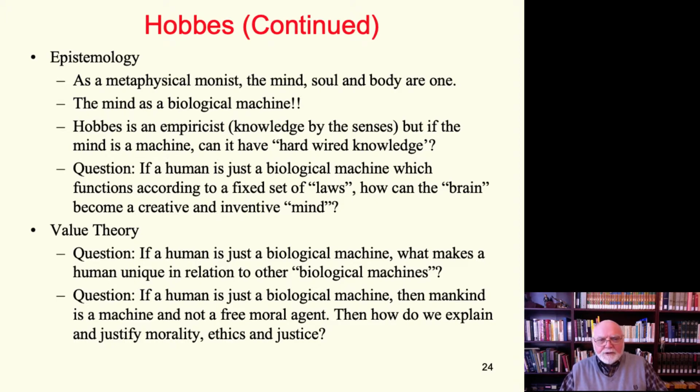But the bigger and more important question is, if the mind is just a biological machine, how could the brain become creative and inventive? Is it just an artificial intelligence machine? How do you explain it? And with his value theory, we have another question. If we are just a machine and we can operate only according to a fixed number of laws, the laws of nature, what makes us unique as human beings, distinct over against other biological machines?